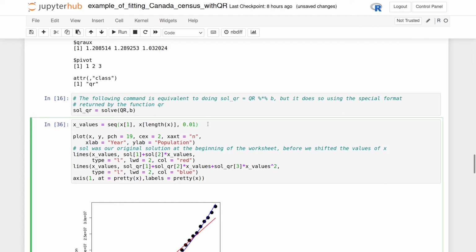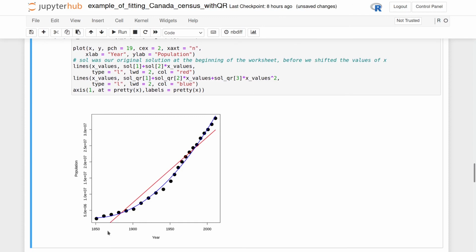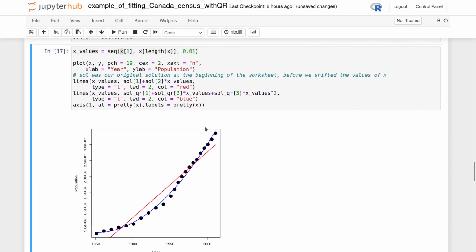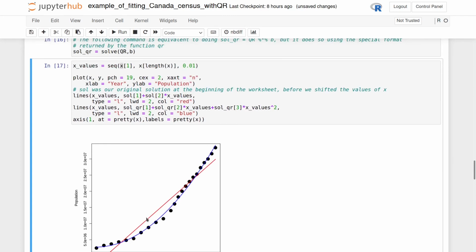And here, notice that I am back to non-shifted values of x, okay, because I haven't had to shift to use the QR code. So you can check that this is not x new anywhere. These are the values of x, so 1851 to 2011. And you can see that the blue curve, which is the one we just solved using the QR method, the blue curve works perfectly.